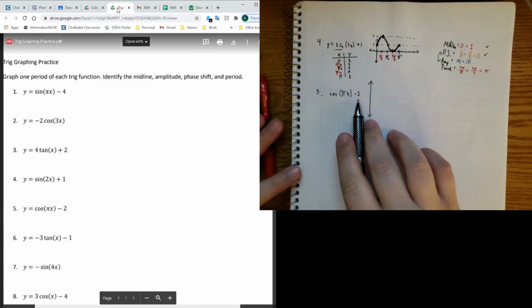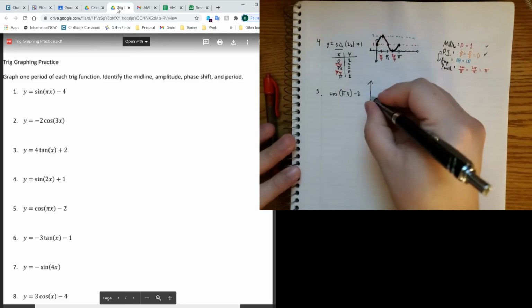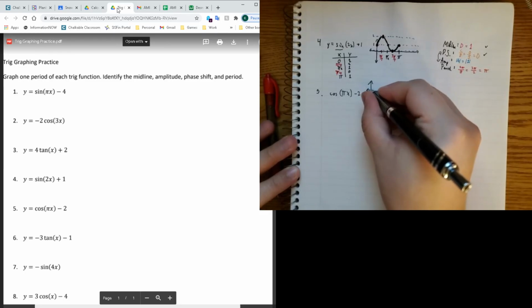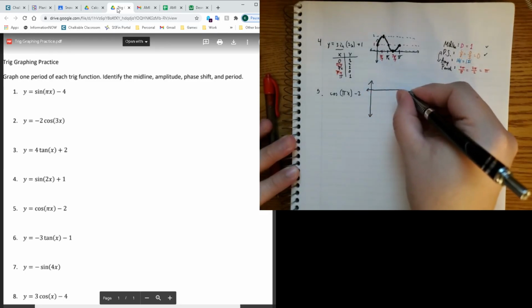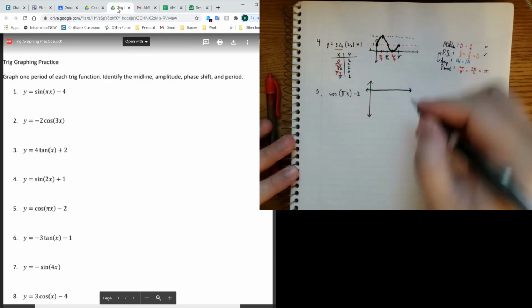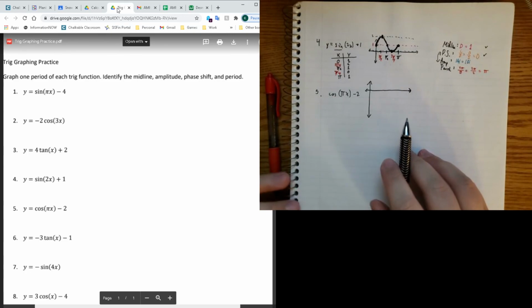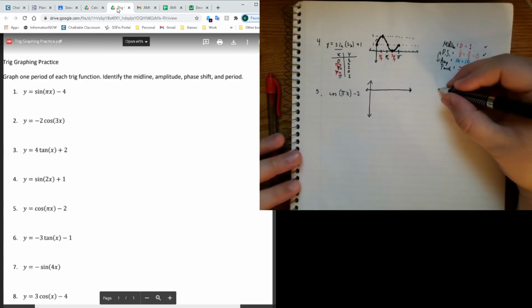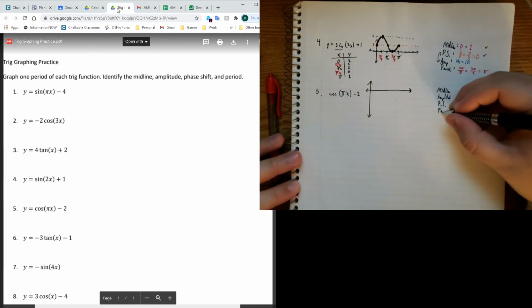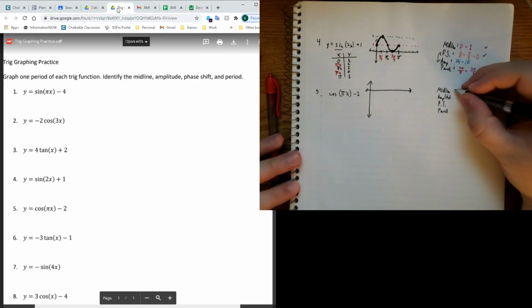Now again, just looking ahead, I see I have a negative 2 here, which means it's going to go down some. So I'm going to get a little head start here and draw it all the way down here. You have the advantage when you're making your own graphs of these. You don't have to follow the same picture every time. Customize your picture to match these components. So I have the midline, the amplitude, the phase shift, and the period. Okay.